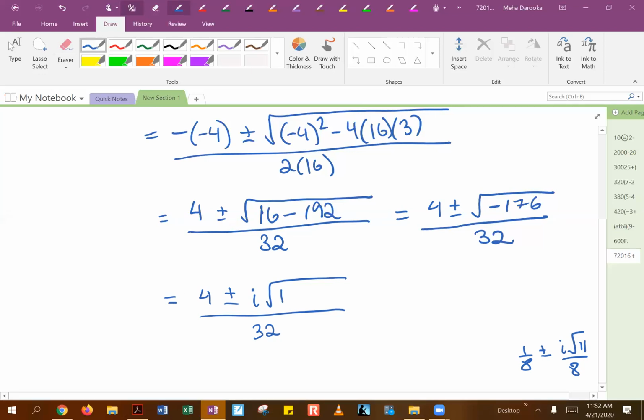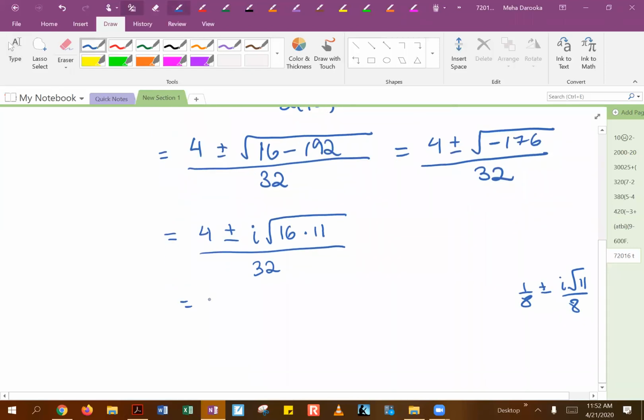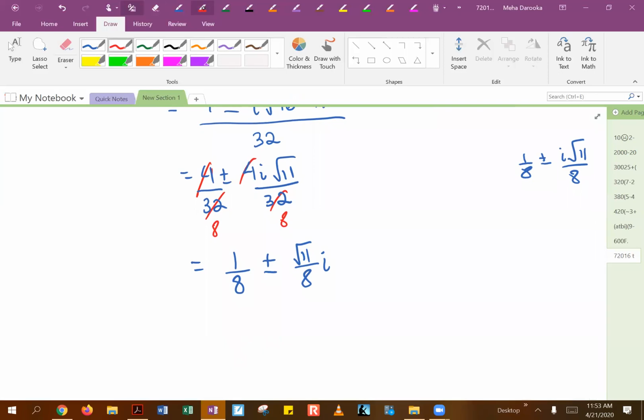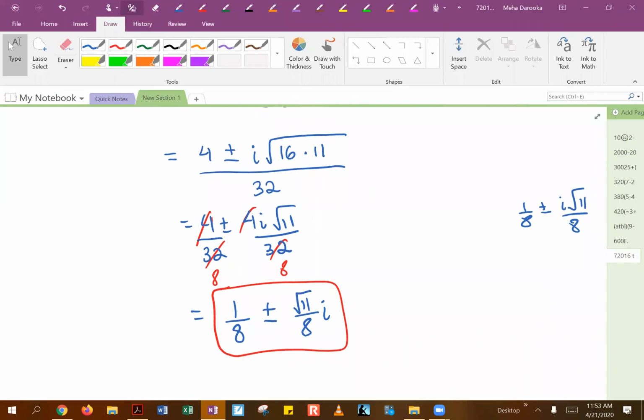Yeah, because it's going to be 16 times 11 for 176. So the 16 will come outside, of course, as your 4. And then this is where we, of course, need to separate our denominator. So 4 would, of course, go into 32 8 times. So very good. You will end up with 1 over 8 plus or minus, and that would basically be square root of 11 over 8, and then you have your I. Okay, very good. Nicely done. Any questions on this one? Nope.